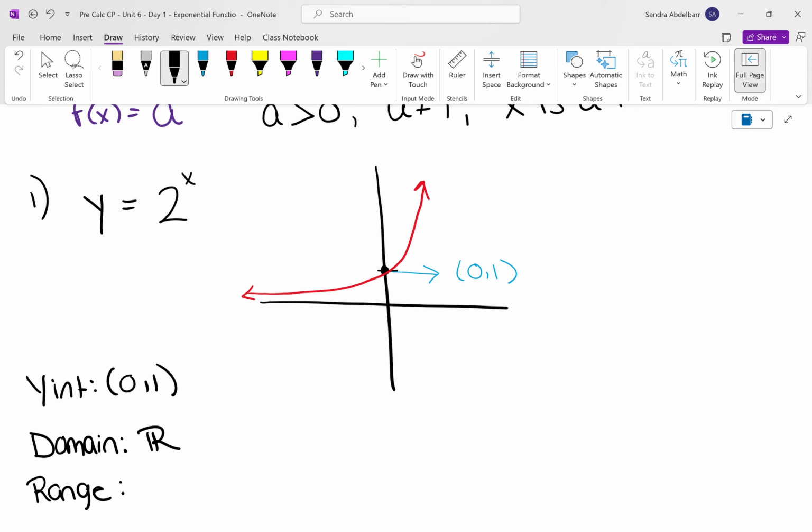So range is up and down. Lowest point to highest point. 0 to infinity. Is the 0 included? Is it ever going to touch that 0? No. So we can do bracket 0, parenthesis 0, infinity parenthesis, or we could just do y is greater than 0.